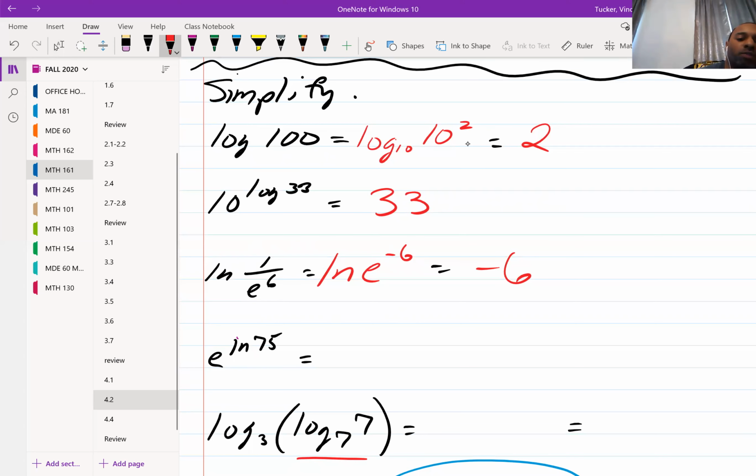Next one, e to the natural log of 75. So this will cancel, leaving you with just 75. All right, any problems so far?